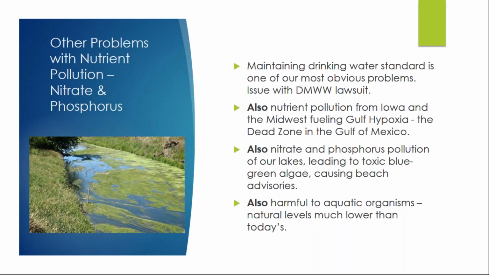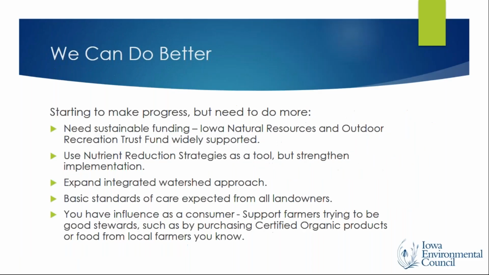There are other problems too with nitrate nutrient pollution, generally including the Gulf hypoxic zone, which is really what led to our Iowa nutrient reduction strategy. Also, as Pete alluded to, the impacts on our public lakes and toxic algae blooms, microcystin, and drinking water supplies that are facing potentially being contaminated by microcystins, which could have significant toxicity problems. And also, we need to remember that these are also harmful to aquatic organisms, that natural levels were much lower than what we are experiencing today in many public water supplies. And so, there are other issues for the environment and biological organisms.